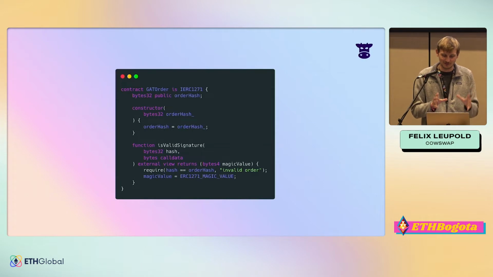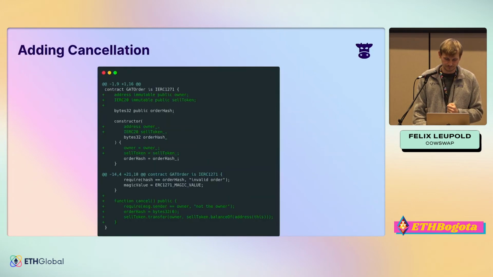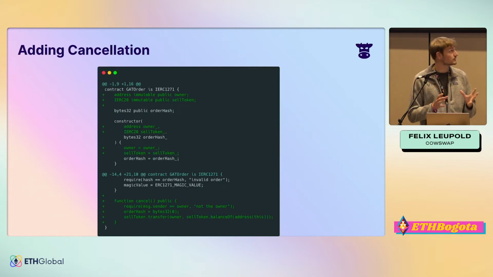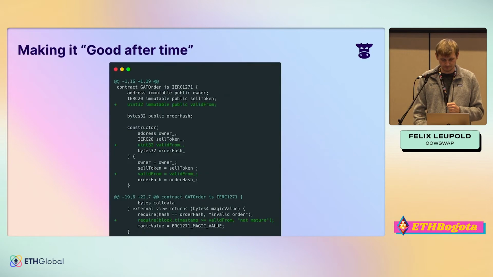This is just the very basic format. You basically say, here's an order hash that I'm okay executing, and then is valid signature just checks that we are indeed executing that. So now let's add cancellation, because with good after time, you also don't know, maybe the price changes a lot from today to tomorrow, and your order might no longer be satisfying its limit price. So you might need a way to actually cancel this order and get your funds back out. So here's some small scaffolding to allow the owner of that contract to regain the tokens that they have deposited into it.